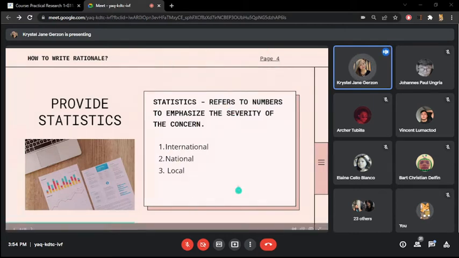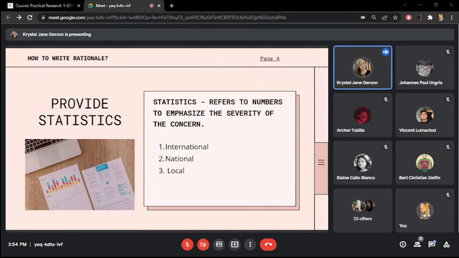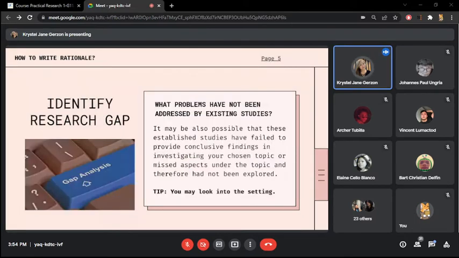So it's very important that we look for local statistics. But the problem here is that when it comes to local statistics, they are the hardest to find. So you really need to be patient and you really need to have massive readings for you to come up with local statistics, because that's the most important statistics that you can find.